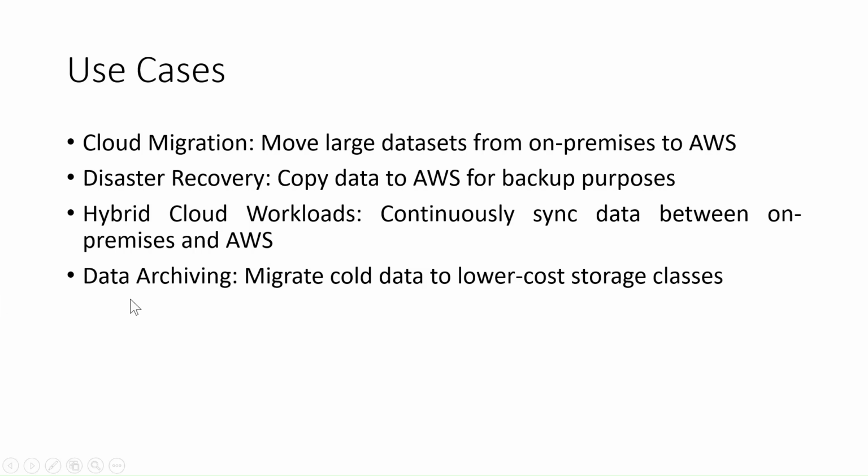And lastly, data archiving. Migrate cold data to lower cost storage classes. So moving old, rarely accessed data to the cheapest storage options in AWS. It simplifies moving data to cost-effective storage classes like Amazon S3 Glacier. So it will help save money while keeping your data accessible if needed.